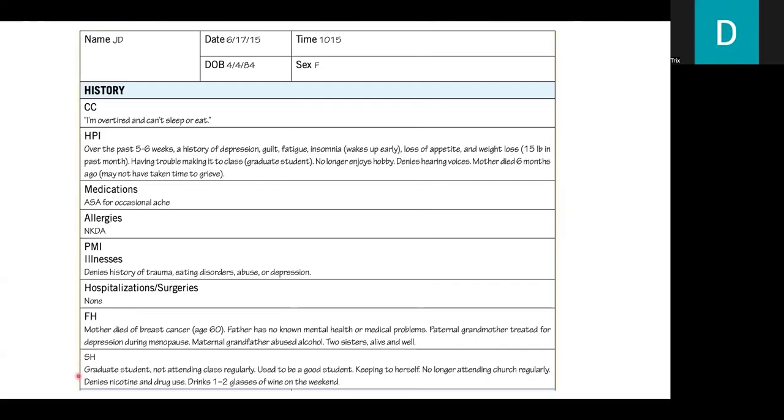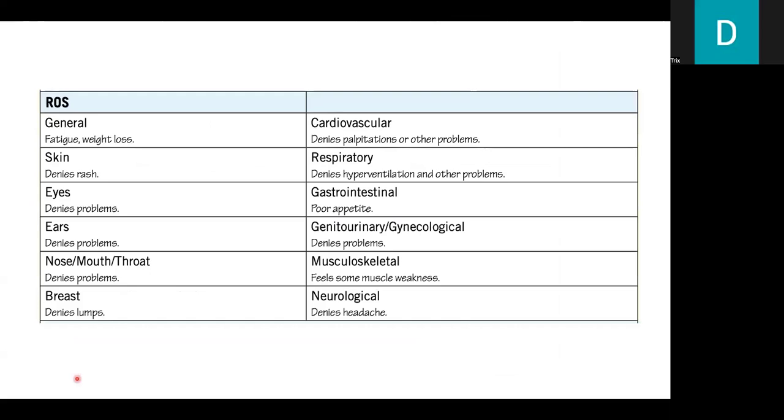The SH: she's a graduate student, not attending class regularly. Used to be a good student, keeping to herself, no longer attending church regularly. Denies nicotine and drug use. She also drinks 1 to 2 glasses of wine on the weekend. For ROS, the general: there's fatigue and weight loss. The cardiovascular: denies palpitations or other problems.